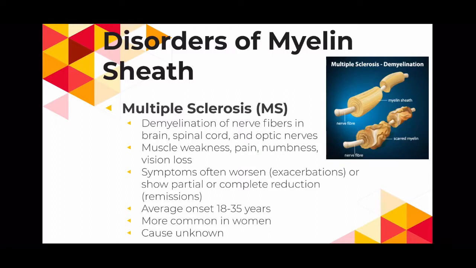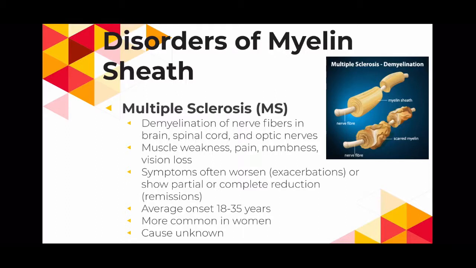So when the neurons in the body begin to stop functioning correctly, obviously then the body is going to stop working correctly as well. So during this disease, different nerve fibers are affected at different times. So when the symptoms worsen, we call that exacerbations. And then when the symptoms show partial or complete reduction, that's called remissions.